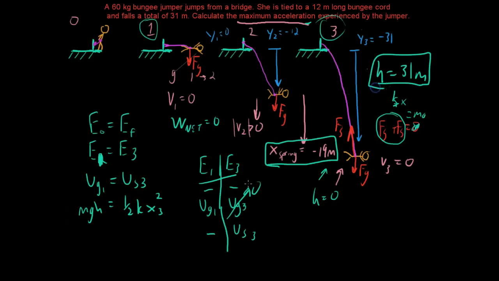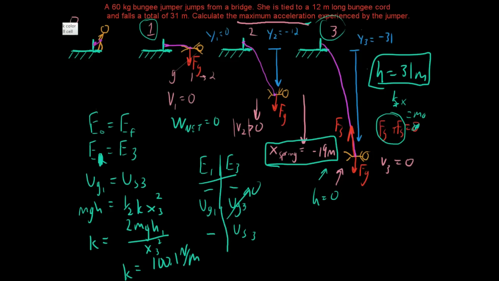So these are the things that I definitely need to know. And so then I can just solve for the k value. So k will be equal to 2mgh over x at 3 squared. And if I plug in all my numbers, I get that it's about 101.1 newtons per meter is the spring constant. So that's how I figure out what the spring constant is.